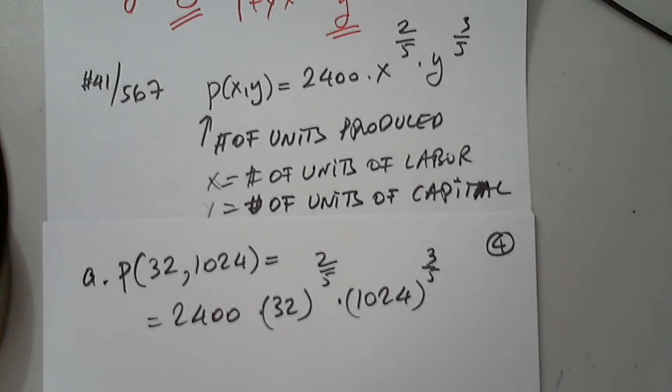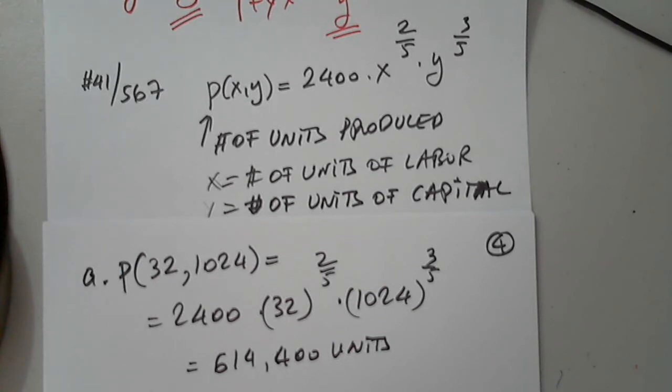So 2 divided by 5 and multiplied by 1024, and the power is 3/5. Yes, you can put 0.6, of course, 3 over 5. Okay. So the number of units produced is 614,400 units. Okay, perfect.